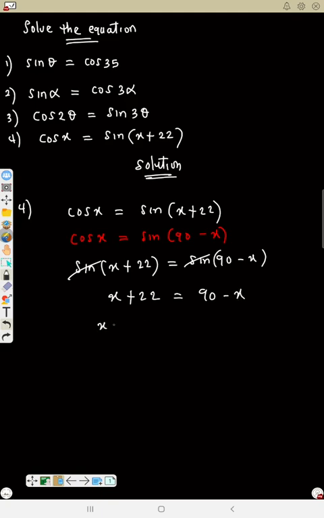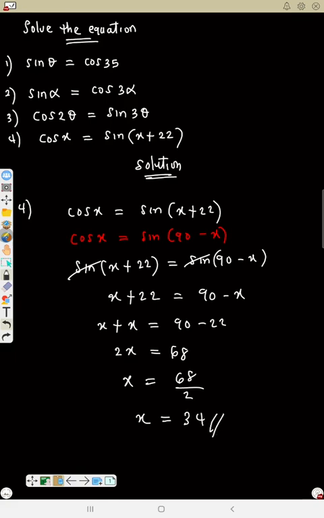Collect the like terms. So x plus x is equal to 90 minus 22. So 2x is equal to 68. So x is equal to 68 divided by 2. x is equal to 34. So that's the value of x.